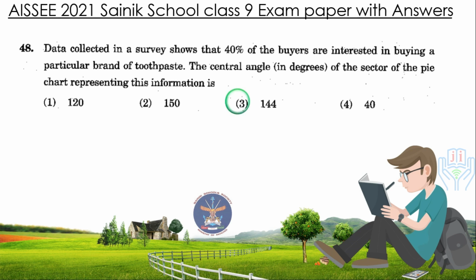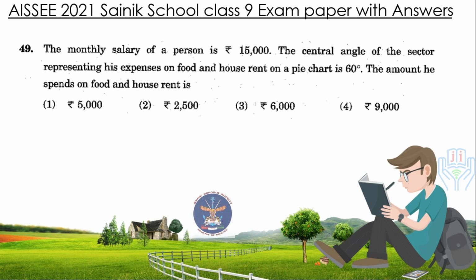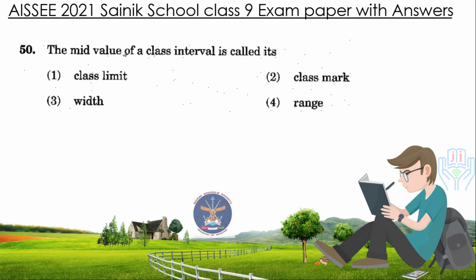answer 144. The monthly salary of a person is 15,000. The central angle of the sector representing his expenses on food and house rent on a pie chart is 60 degrees. The amount he spends on food and house rent is how much? Answer 2,500 rupees. The mid value of a class interval is called its class mark.